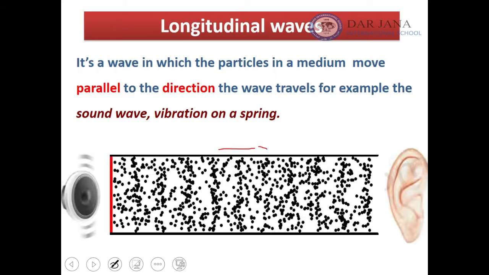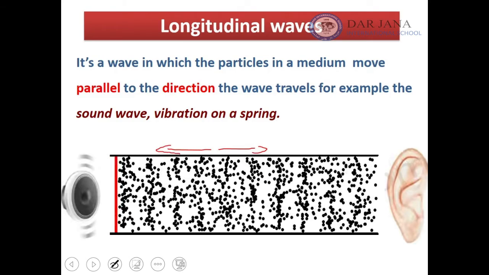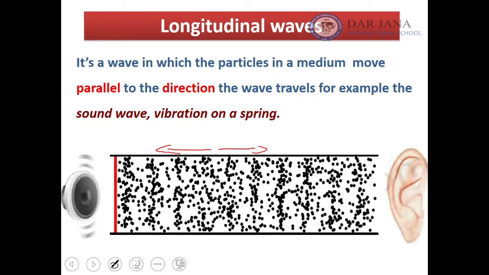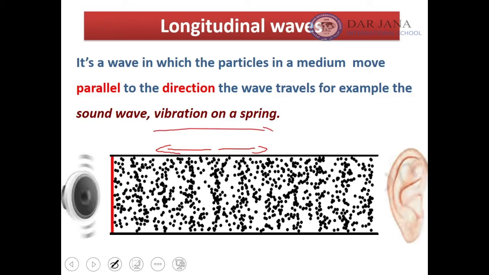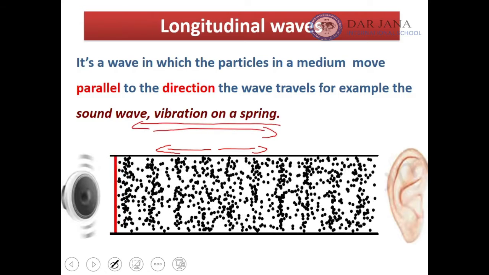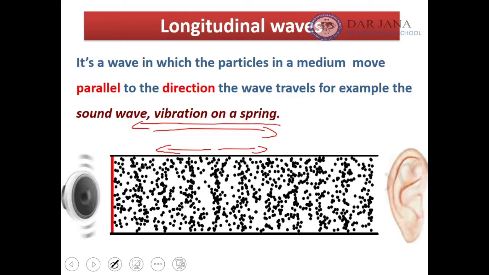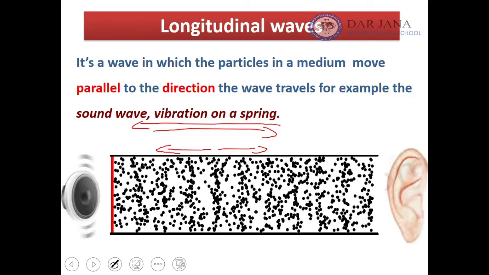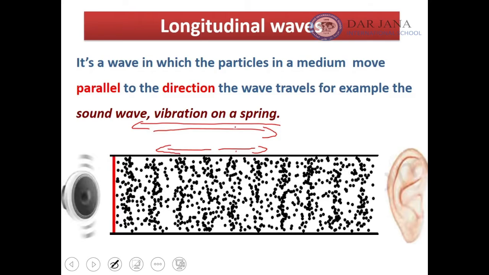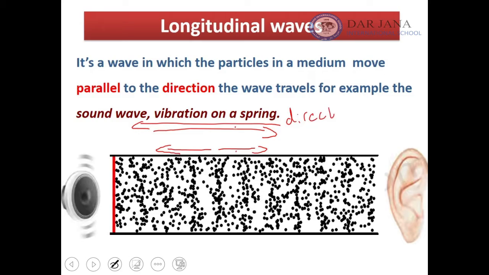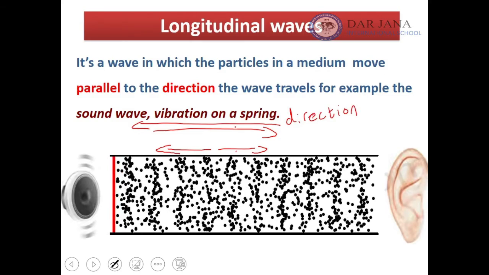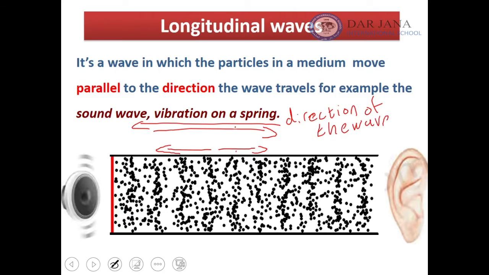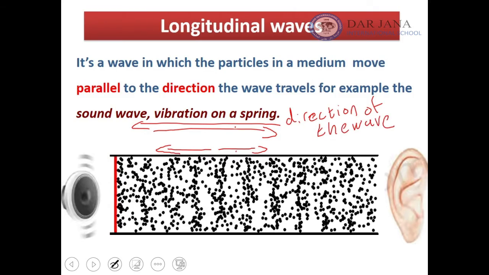Now when your sound wave travels through air, the particles of air will vibrate forward and backward, the same as the direction of the wave, which is also horizontal. Maybe it is to the right or maybe it is to the left. But here in this case, the vibration of the particles of the medium is parallel to the direction of the wave. Here we have the direction of the wave.